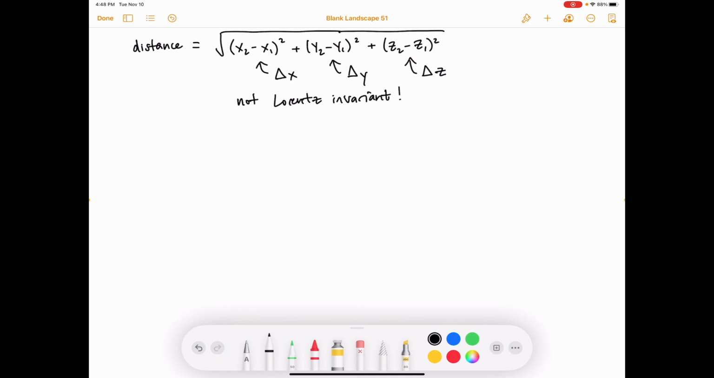Different observers in different frames of reference are not necessarily going to agree on distance. And we already saw this. We learned about length contraction. The idea is different observers don't agree on the distance between two points or the length of an object, right? That's not Lorentz invariant. We also have time intervals. We can measure how much time passes between two events. And we can write this as t2 minus t1, or as a shorthand, delta t. That's also not Lorentz invariant.